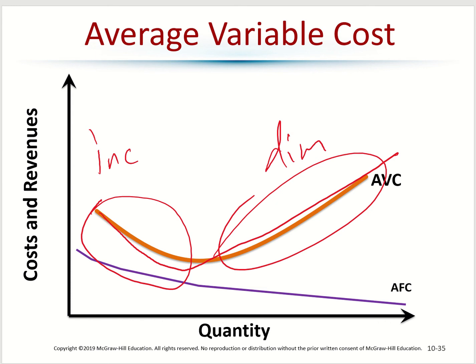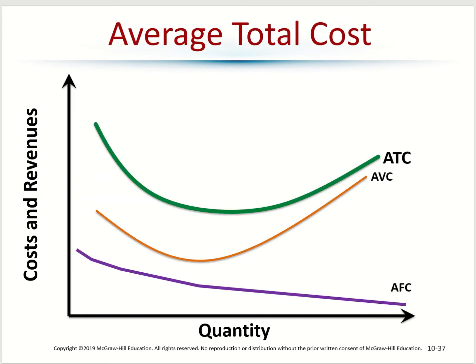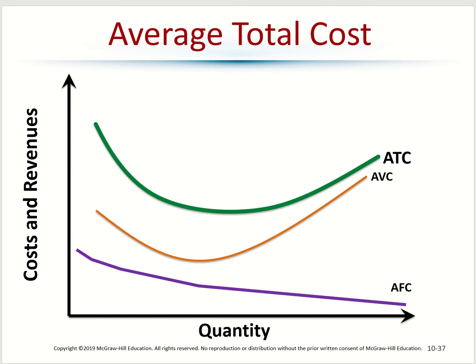And then lastly, your average total cost. That's your total cost over quantity. It's also your average fixed cost plus average variable cost. So graph that. The average total cost is the highest among the three. It's also going down in the beginning. So again, that's your increasing marginal return. And then here it's going up. That means the company is losing efficiency. That's a diminishing marginal return.